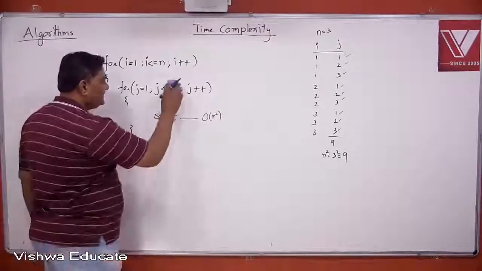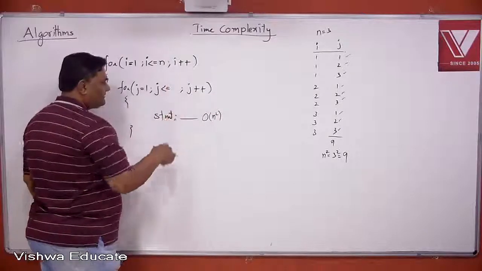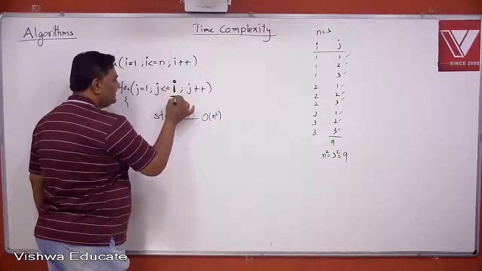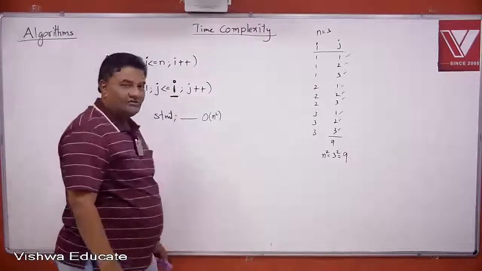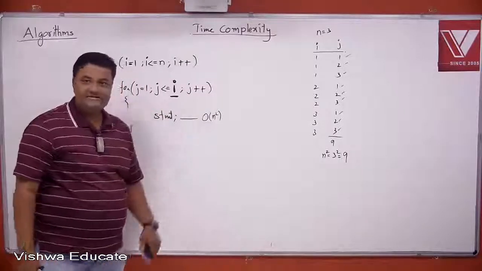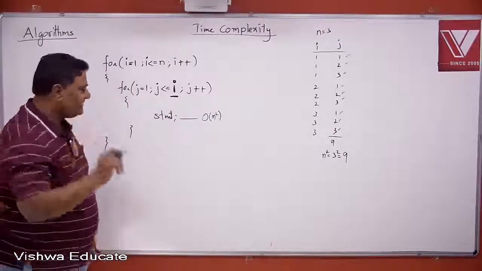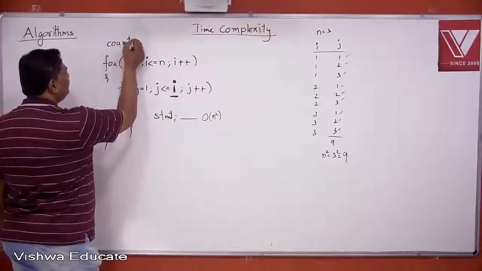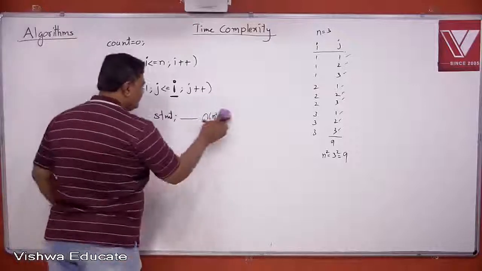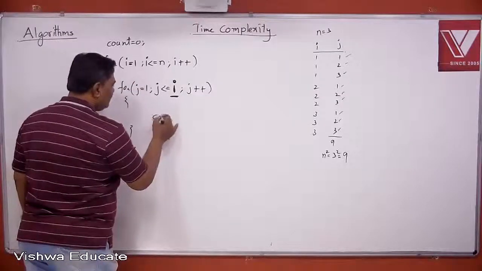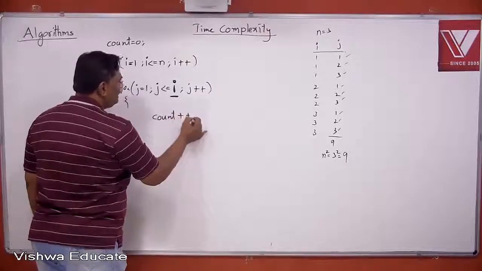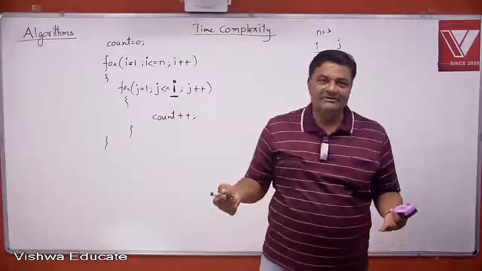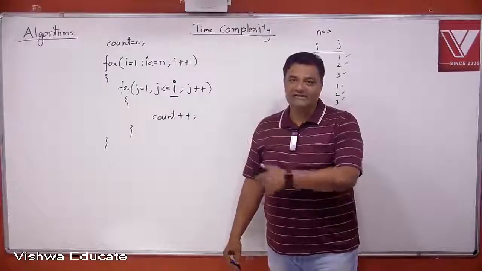Next, I'll make a change here. Instead of n, I am writing i. This is a change I have done. Now I want to know how many times this statement is executed. So for that, I will do one thing. I'll take one variable, say count, that is initially 0. Count plus plus. So how many times this count will increment, that many times that statement will execute. Instead of writing a statement, I wrote count.